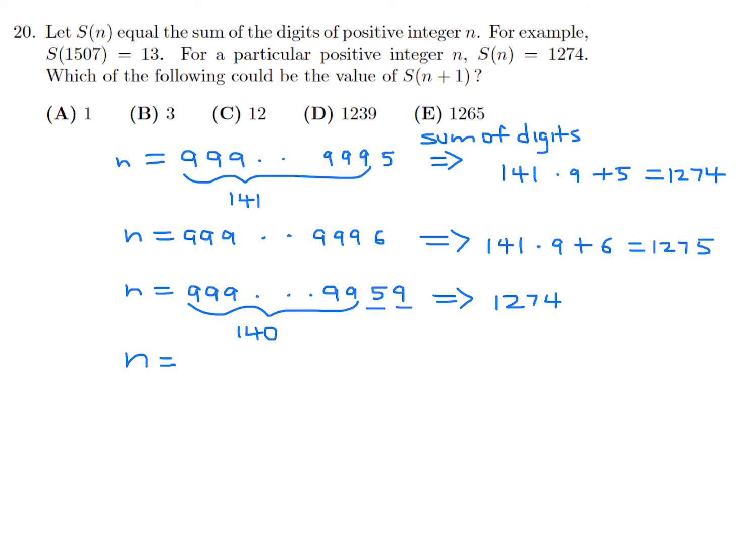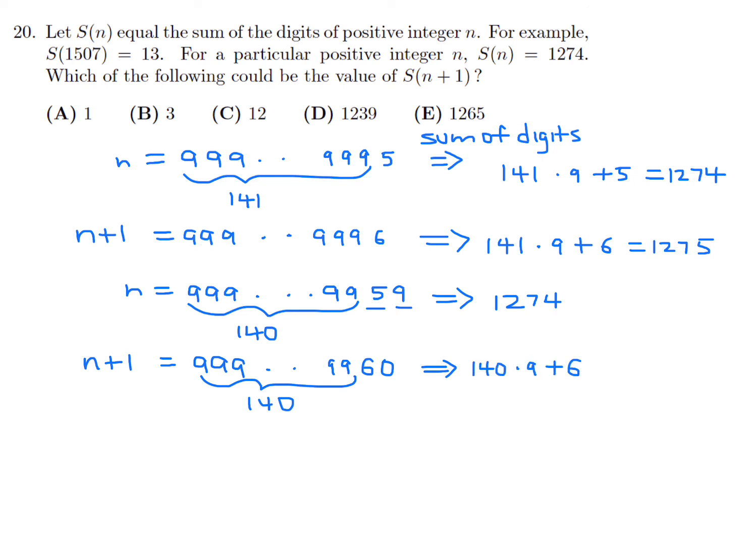Now, if I do n plus 1, that should have been n plus 1, sorry about that. If I do n plus 1, that's going to be 9960. Now, the sum of the digits of that would be 140 times 9 plus 6. And that is 1266. Oh, not one of the answer choices. No problem, you just keep going. And I'll spare you the time. I'm sure you could keep going.